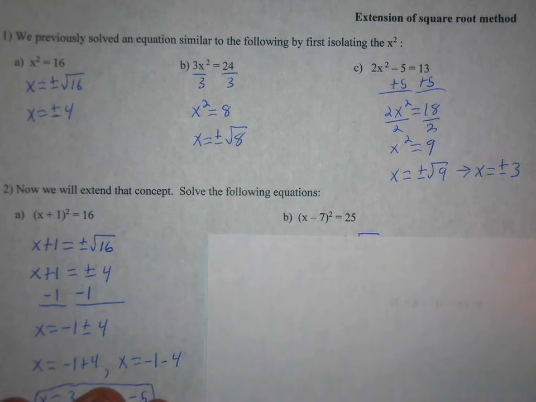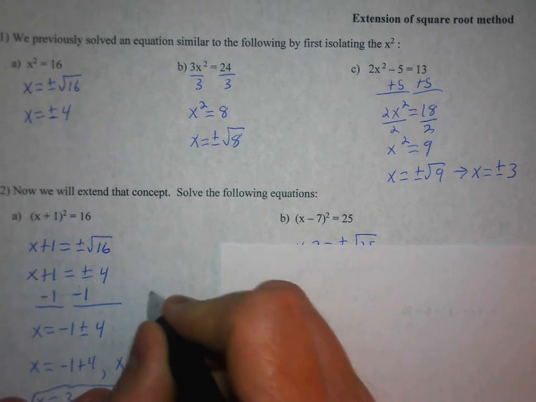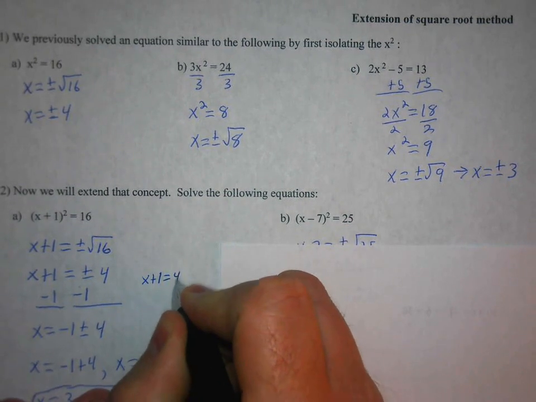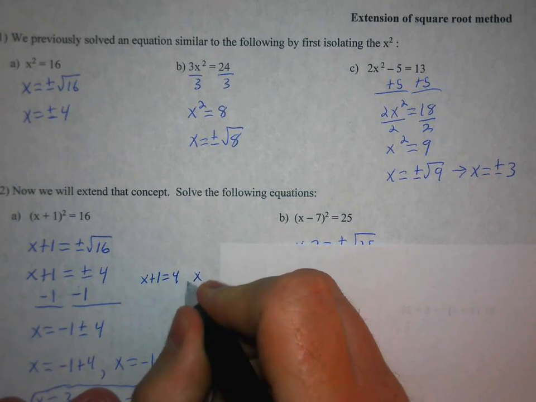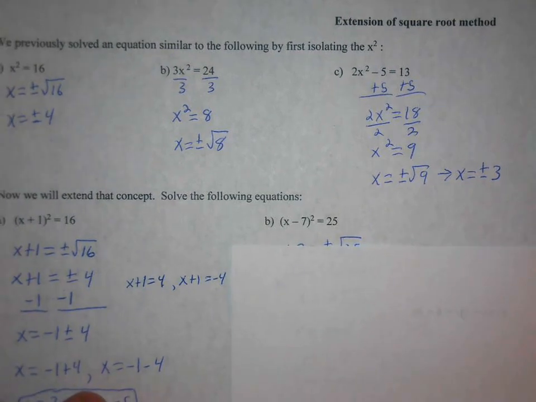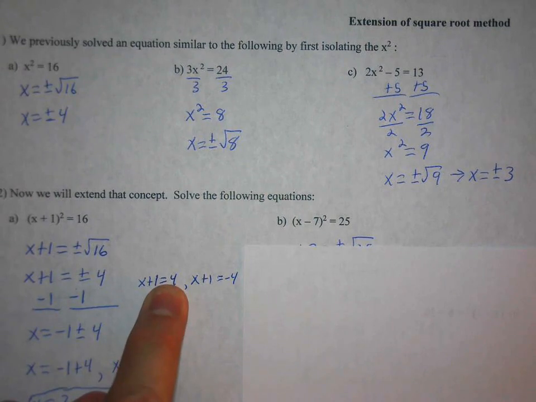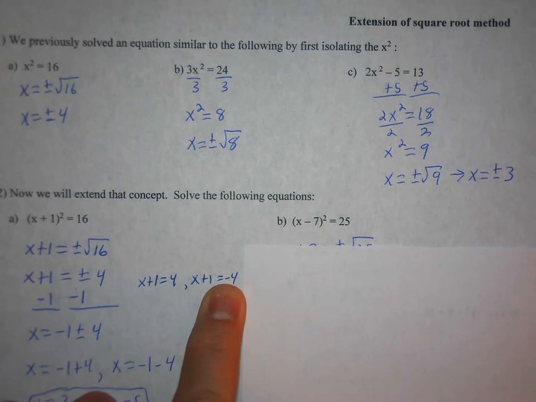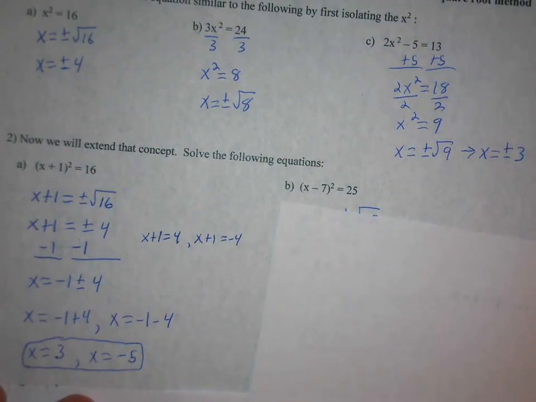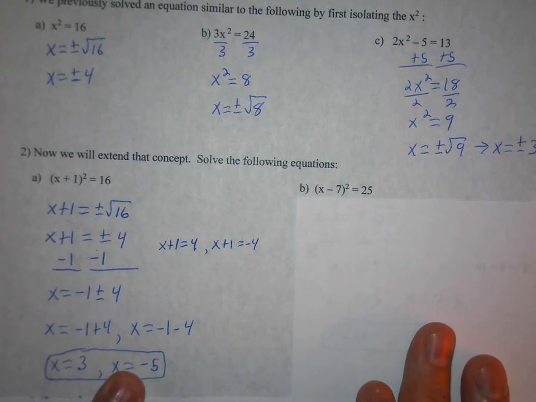And we could have done that in the first step. After we took the square root, we could have said x plus 1 equals 4, and x plus 1 equals negative 4. We could have done it that way if we wanted. Then subtract 1 to get 3, and subtract 1 to get negative 5. Either way that makes the most sense to you, go ahead and do it that way. So you get positive 3 and negative 5 for your two different answers.